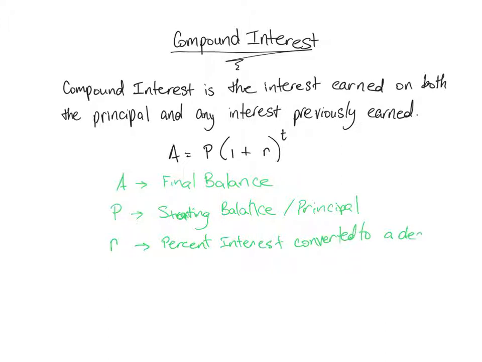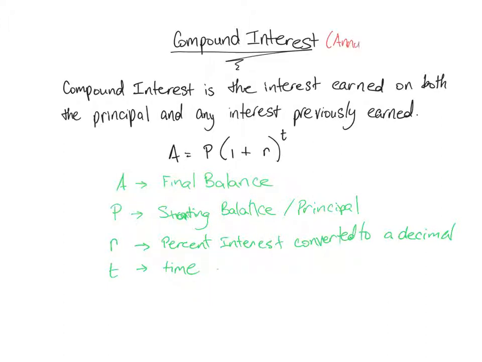Some formulas, you may see R over 100. If you see R over 100, that just means the formula you're looking at has not converted to a decimal. So in this formula, you first have to convert to a decimal, then plug into the formula. Hope that makes sense. And T, I'm guessing you probably know what T is. T is time. Everything that we're going to be doing is yearly, so let's make this compound interest annually.